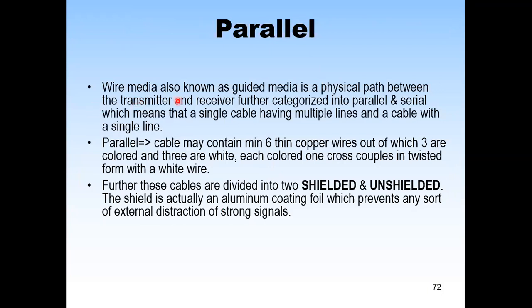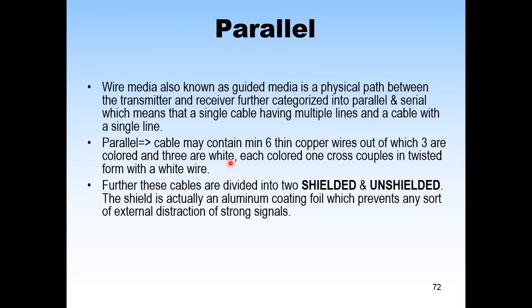Wired media, also known as guided media, is a physical path between the transmitter and receiver, further categorized into parallel and serial, which means a single cable having multiple lines and a cable with a single line. Inside a single cable we have multiple lines, we call it parallel. And if it is a single wire inside, it is serial. A parallel cable may contain a minimum of 6 thin copper wires, of which 3 are colored and 3 are white. Nowadays we have 8.